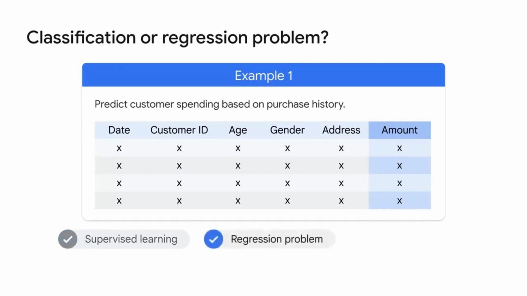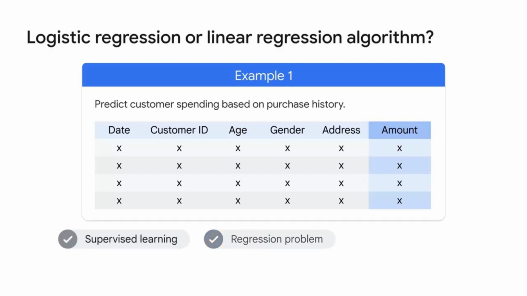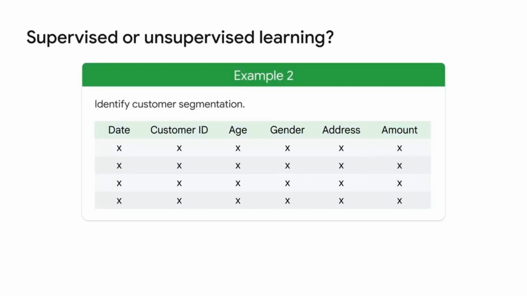Yes, it's a regression problem because it predicts a continuous number, future spending. Which ML model should you use? A logistic regression or a linear regression? Yes, a linear regression. A logistic regression model is for classification problems, while a linear regression model is for regression problems. Let's look at another scenario.